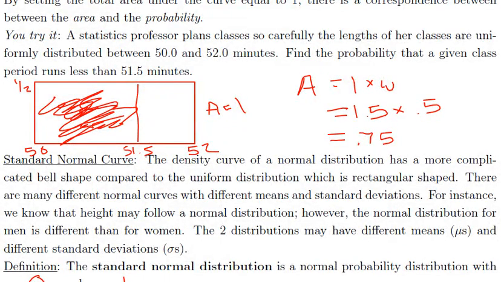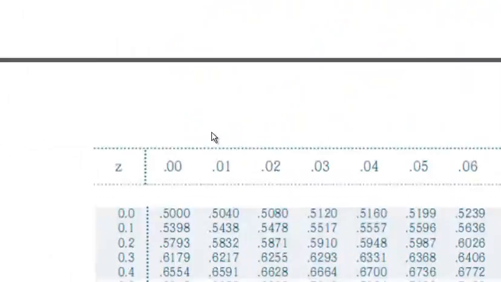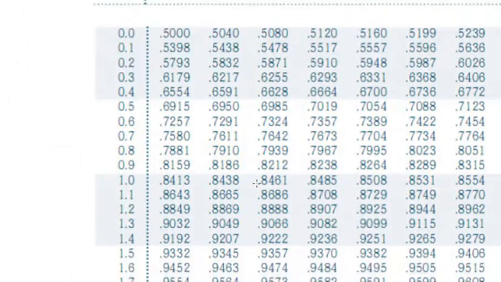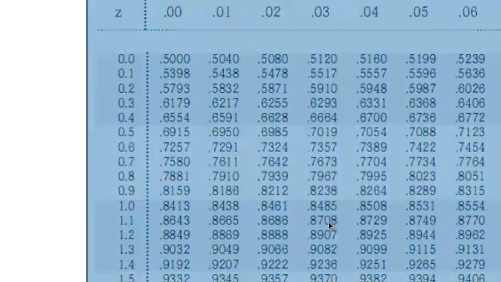If we know a particular z-score, let's say it's 1.23, we can look that value up on the table. So here's 1.2, and then we go out to 0.3. So the area to the left is 0.8907.